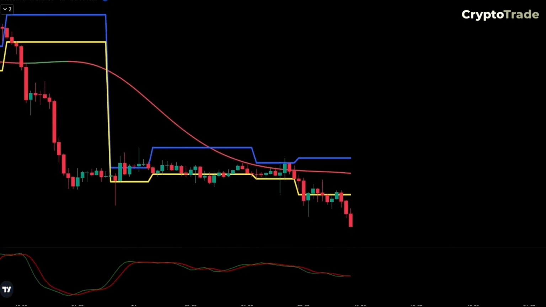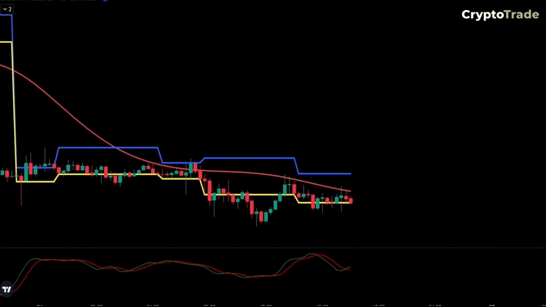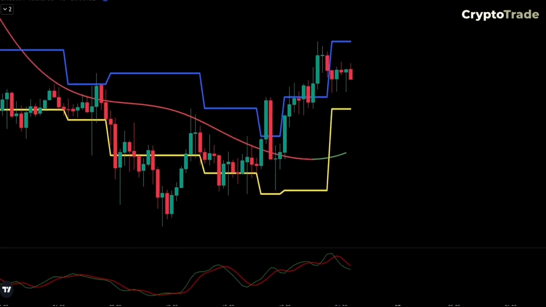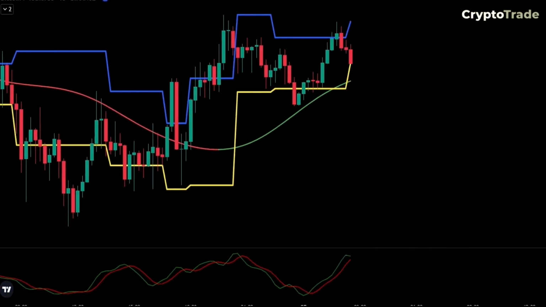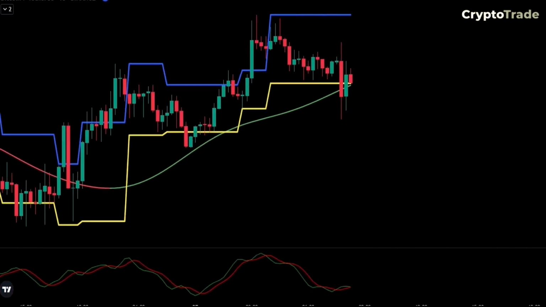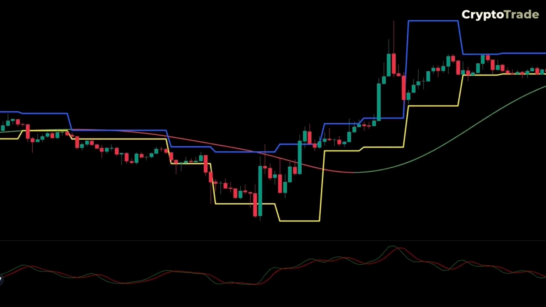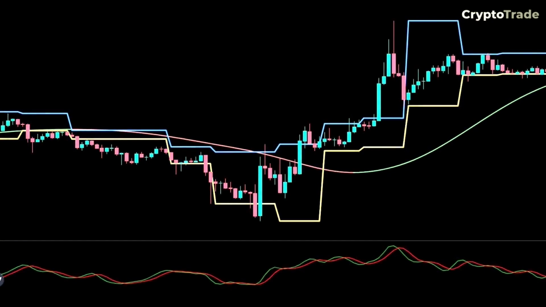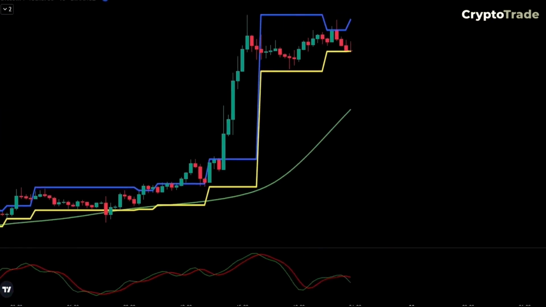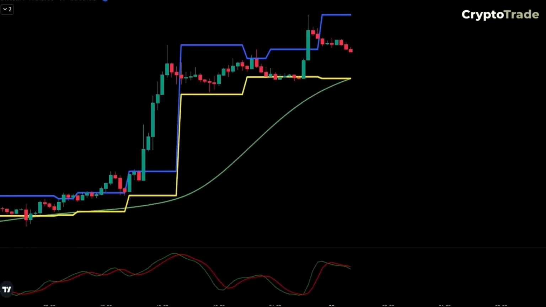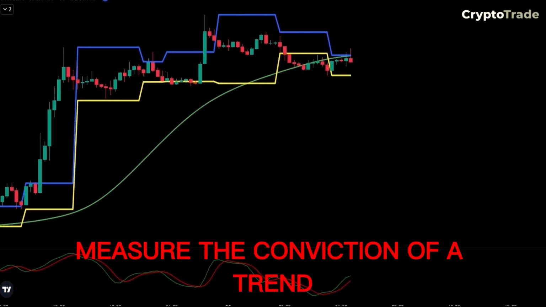Next up is the Mavelim indicator. This indicator is a technical analysis tool that is used to identify trends and potential buy and sell opportunities in stock, forex, or cryptocurrency markets. The indicator is based on the concept of moving averages, which are used to smooth out price data and help identify trends.